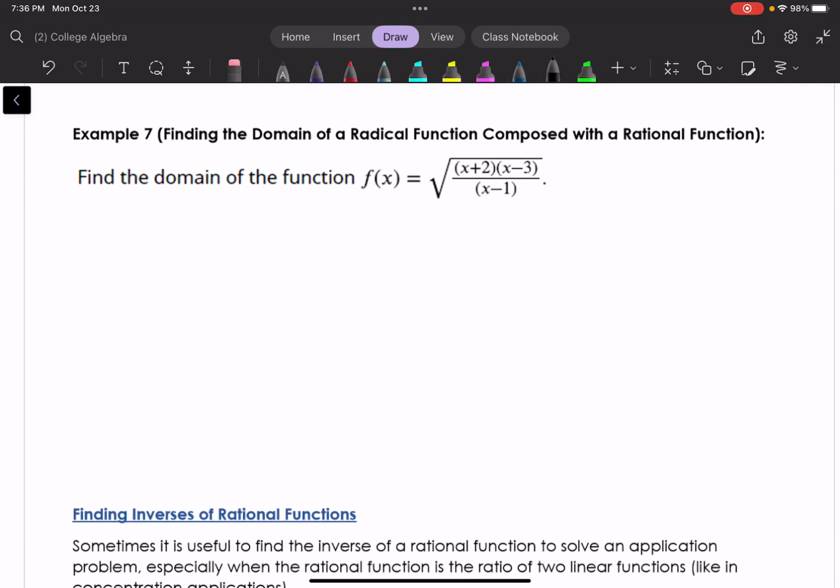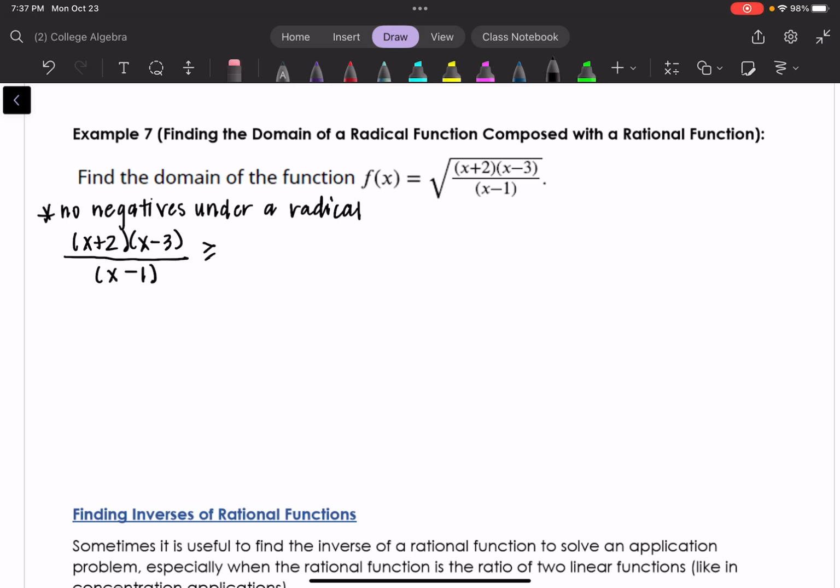And so the first key thing we need to understand is there can be no negative numbers under a radical. Not in the real numbers anyway, right? And that's where we're operating right now. And so we need to determine first where all this stuff under the radical is greater than or equal to 0, because that is going to be the first component of the domain of this function. So this is an inequality asking where is what's under the radical greater than or equal to 0.